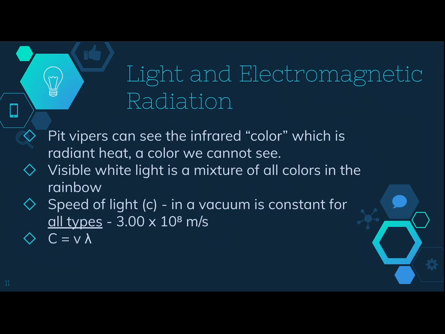Visible white light is a mixture of all the colors of the rainbow. Speed of light in a vacuum is going to be constant for all of these. It's the 3 times 10 to the 8th.